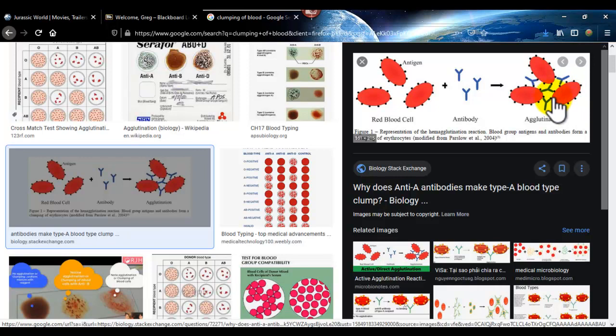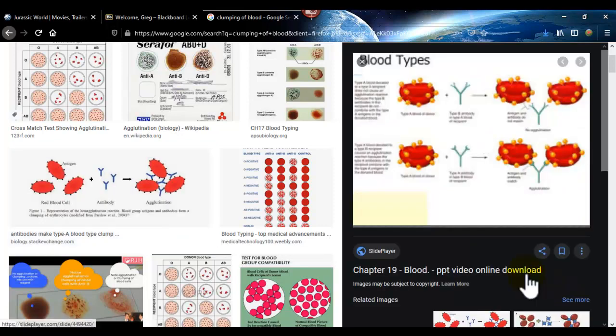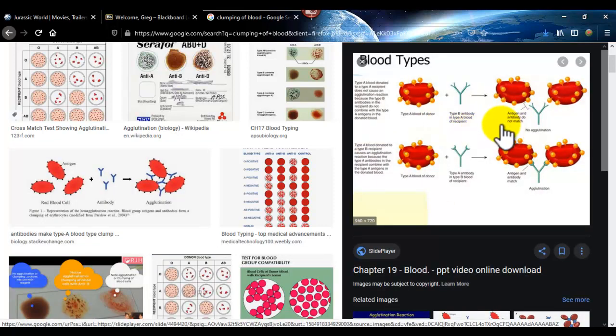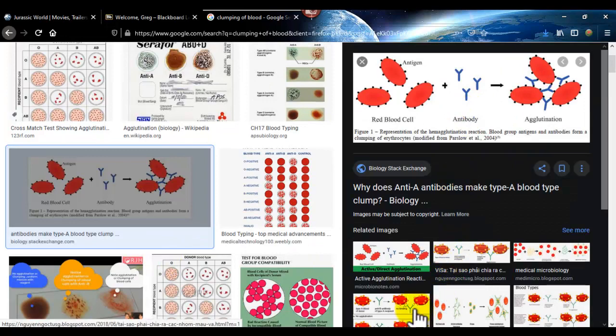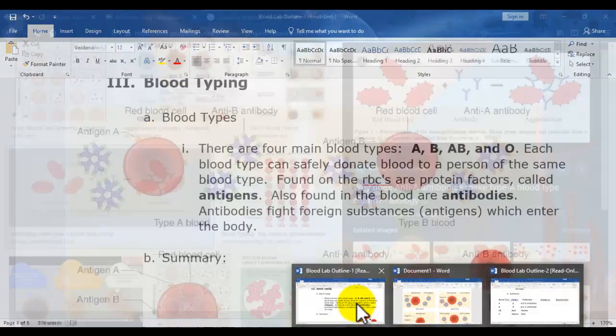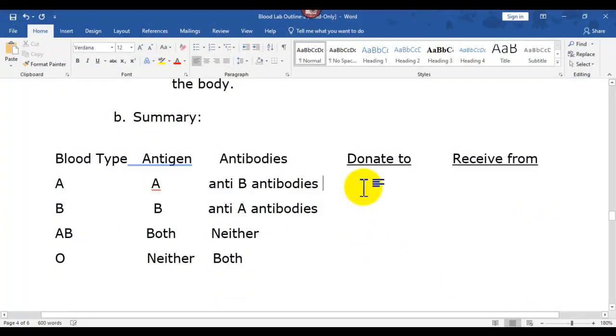Now, here in a second when we do blood typing, you're actually looking for the clumping to determine the blood type. And I've actually used this diagram before. This is one that's great. In fact, this might be in one of your lessons, but that's a good picture there. You're trying to avoid that. So, let's see here.